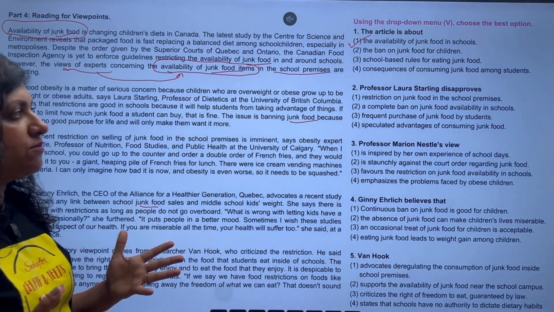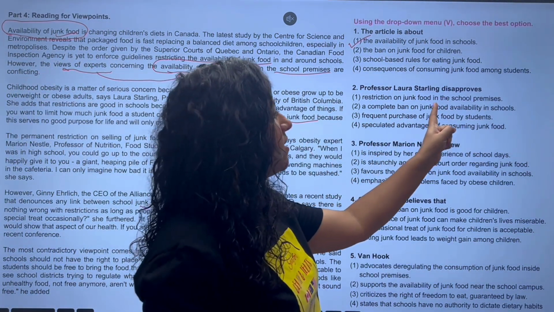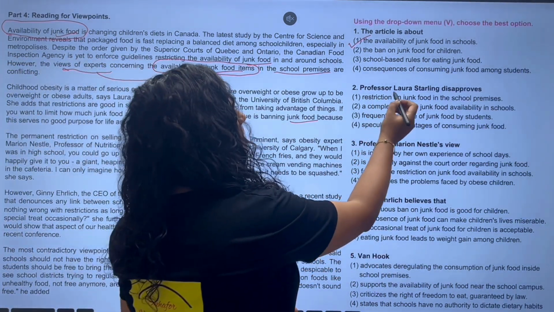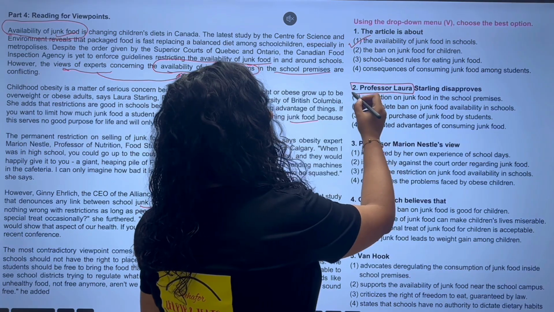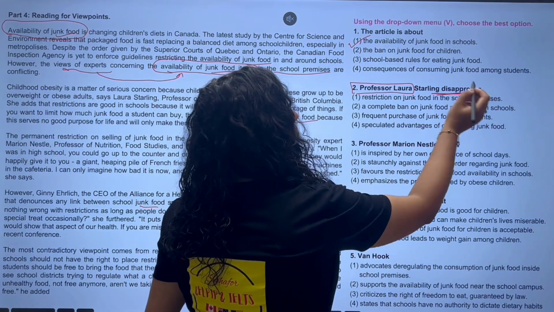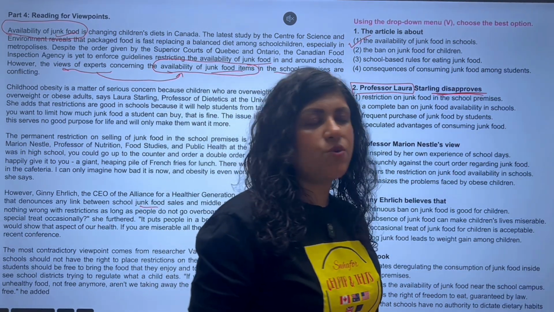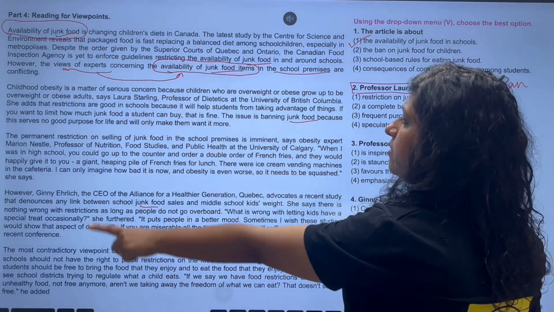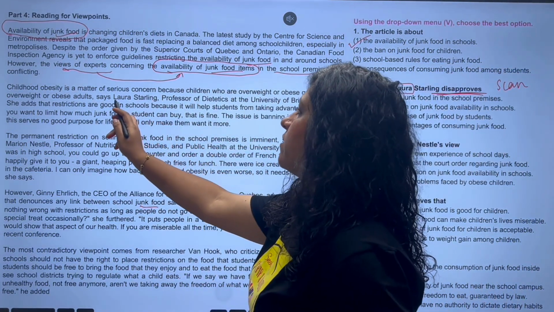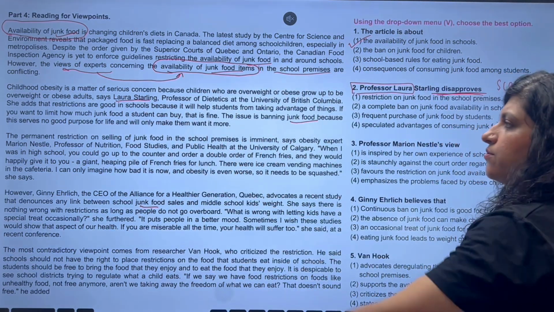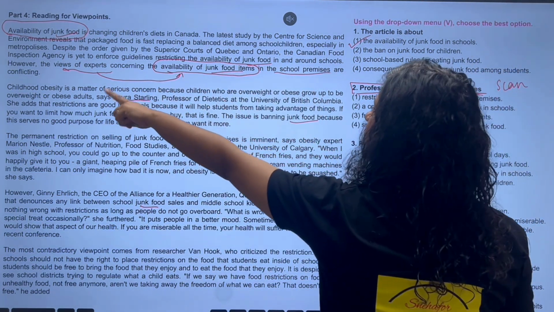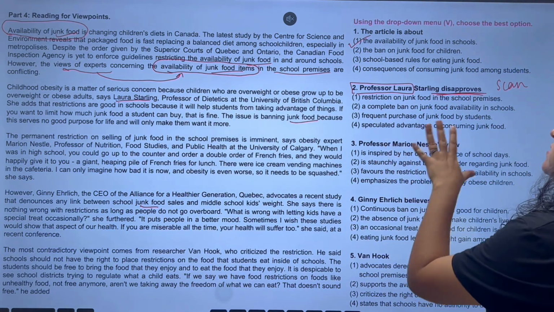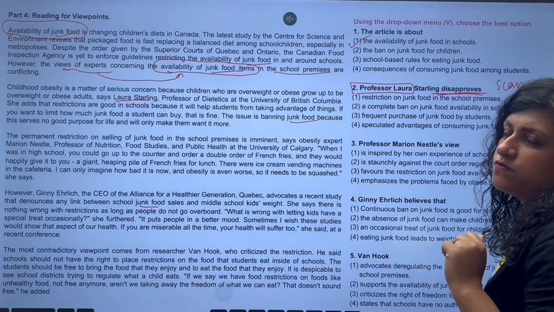So now we come to question number 2. Professor Laura Starling disapproves. So now here what we are going to do, we are going to understand the viewpoint of this person, Professor Laura. And what she disapproves means she does not agree with. So I scan the text for this word. Move your eyes very quickly around the text and you see this name over here. Once you have found the name, you know that this information is somewhere around this name, right? So we have to understand what is that one thing that she disapproves.